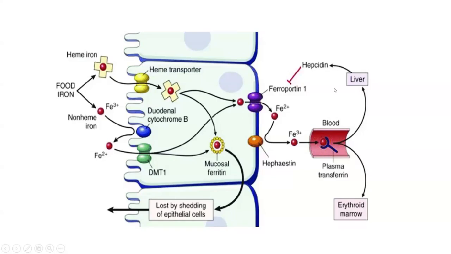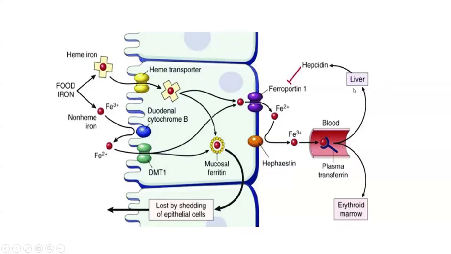And from there, it is released into circulation through a transporter called ferroportin. Now, this ferroportin molecule is important because it is present not only in the enterocyte, but also in every storage cell, where it is the only way out for iron from inside to outside of a cell. Once it comes out, it is again transformed into Fe3+ by hephaestin, and this iron is then bound to transferrin, which transports iron through the blood circulation and delivers iron to the marrow where erythropoiesis is occurring and for storage into the liver.